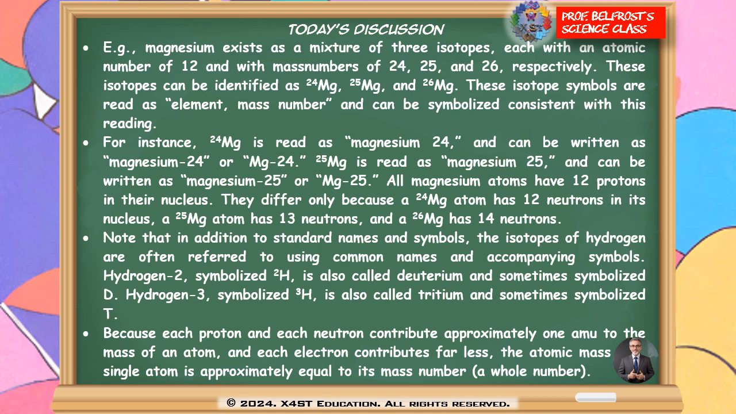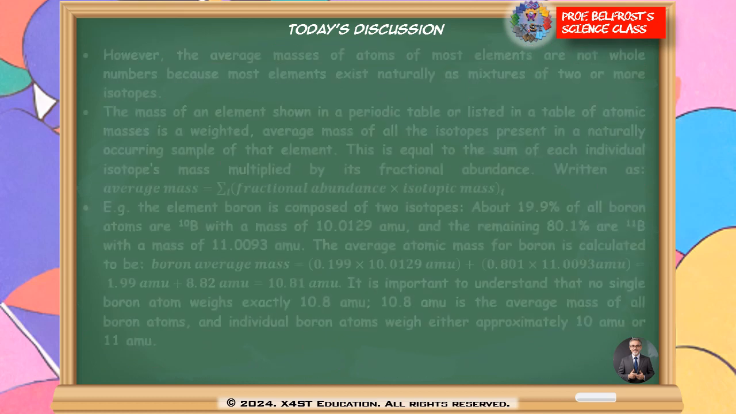Because each proton and each neutron contributes approximately 1 AMU to the mass of an atom, and each electron contributes far less, the atomic mass of a single atom is approximately equal to its mass number, and it's a whole number. Okay.